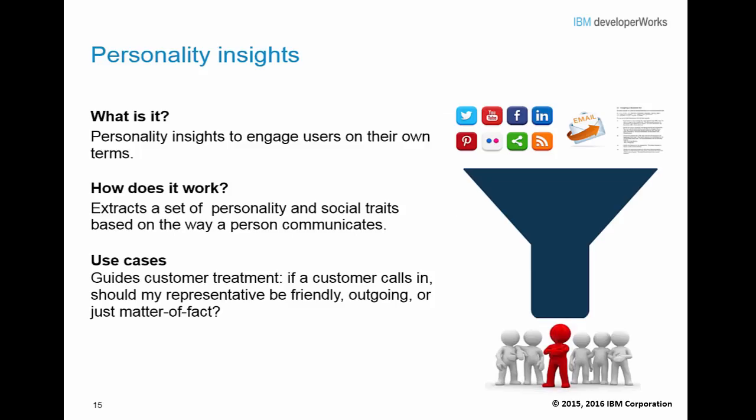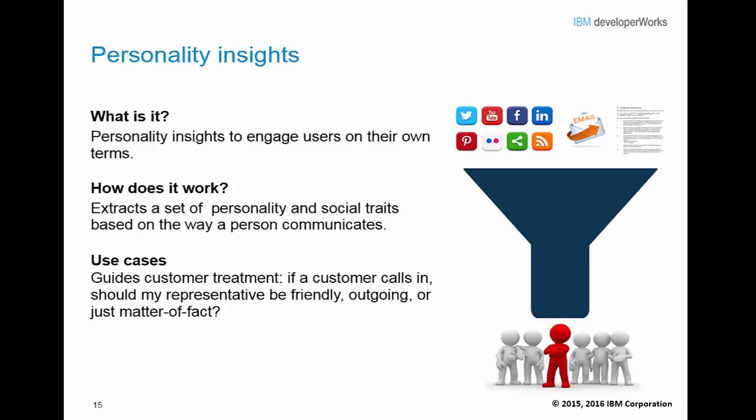Personality Insight Service uses linguistic analytics to extract a set of personality and social traits from the way a person communicates. This service can analyze any communication the user makes, such as their text messages, tweets, blog posts, emails, and more. Based on the personality and social traits returned from Personality Insight Service, one can understand, connect, and communicate with people on a personally tailored level.